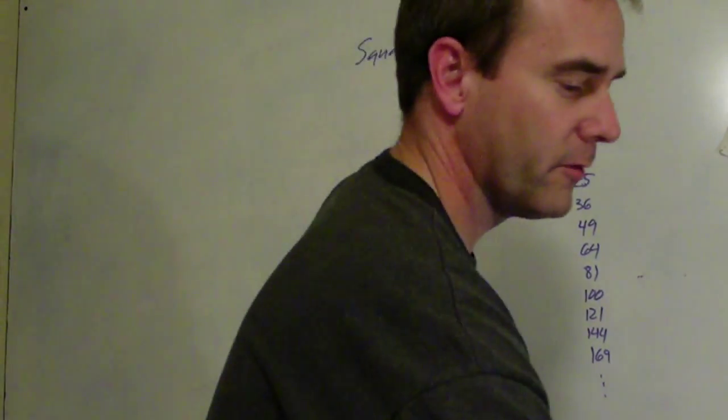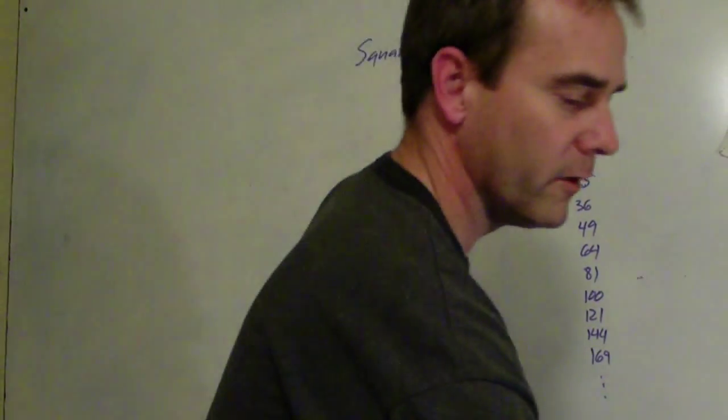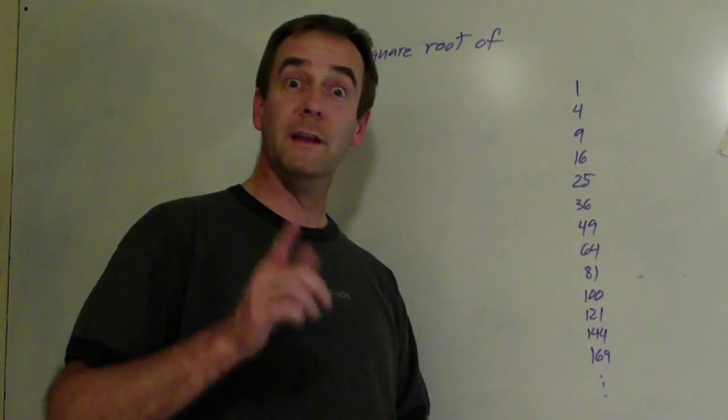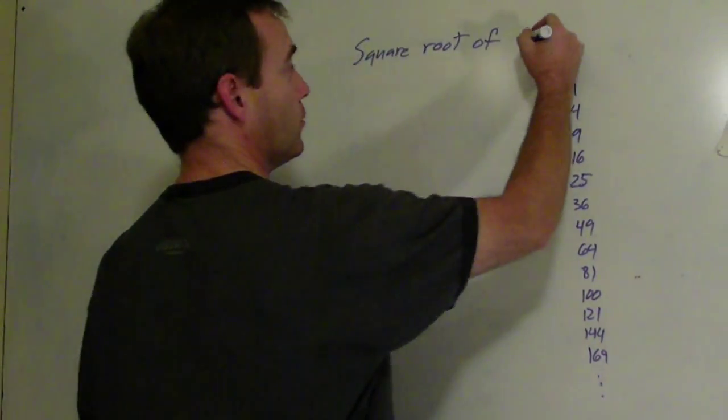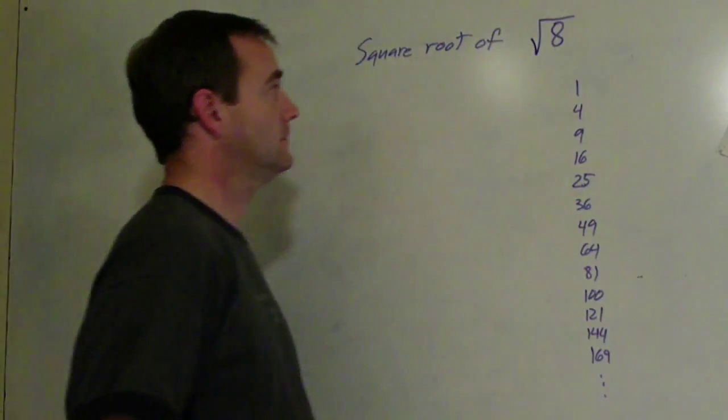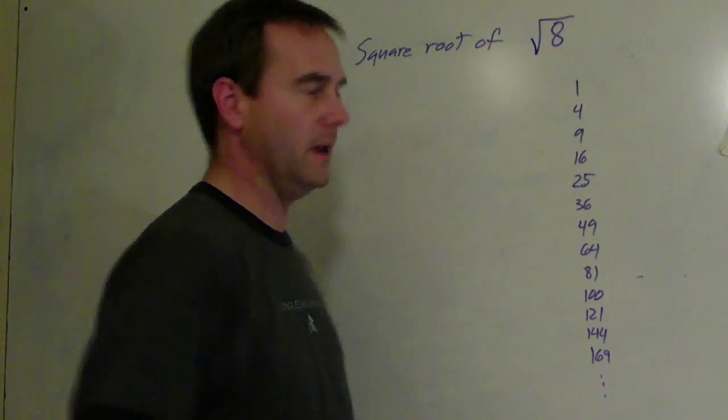We have our calculators that usually estimate that pretty well for us. But how does a calculator go about doing it? Believe it or not, it's a guess and check process. Let me demonstrate. Let's find the square root of 8. Square root of 8. I know that's redundant.